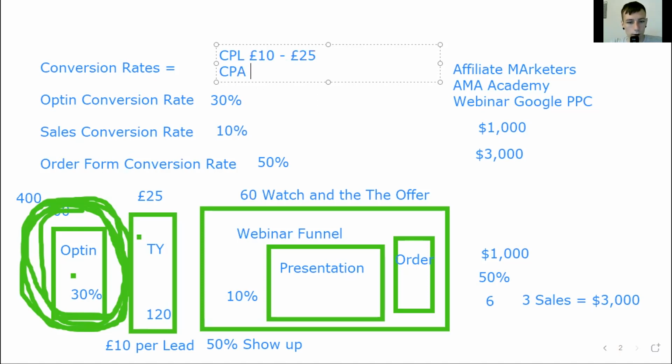Our cost per acquisition, so how much did we actually have to spend to make one sale? So we want to go to 120 divided by 3, which is 40. And let's see, we're going to multiply that by 10 because that's our cost per lead. So it's currently costing us £400 in this example to make like a $1,000 sale in this example.